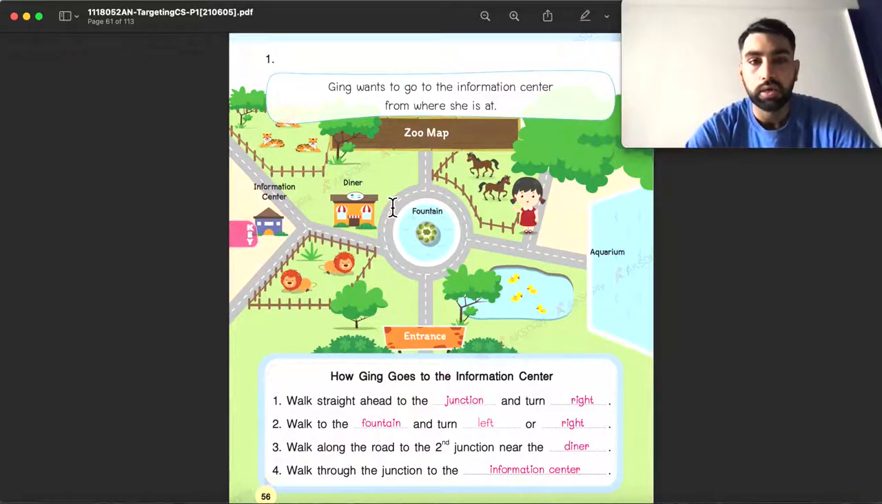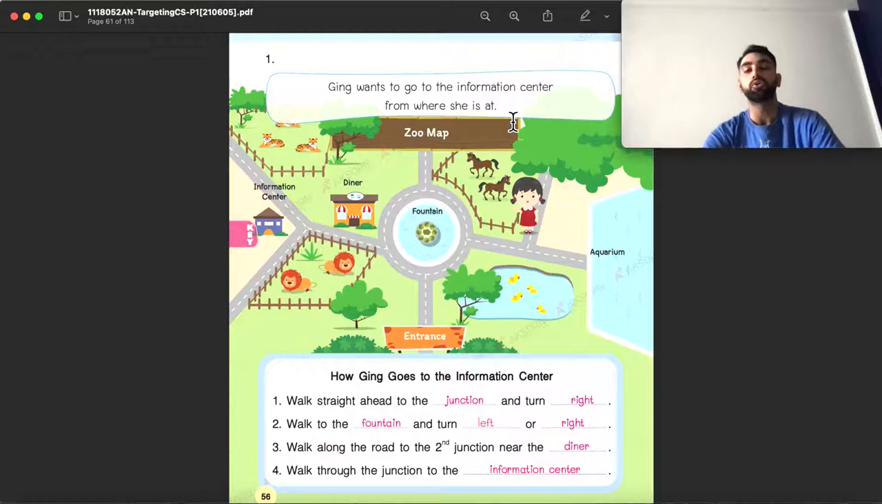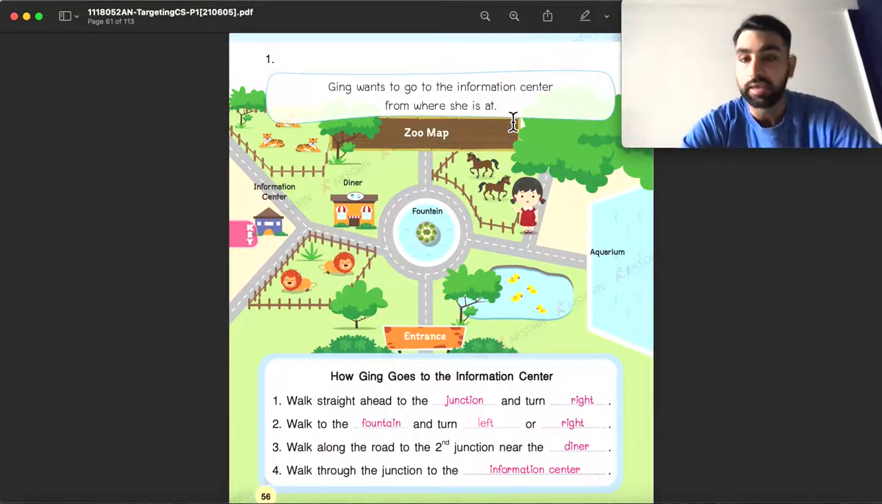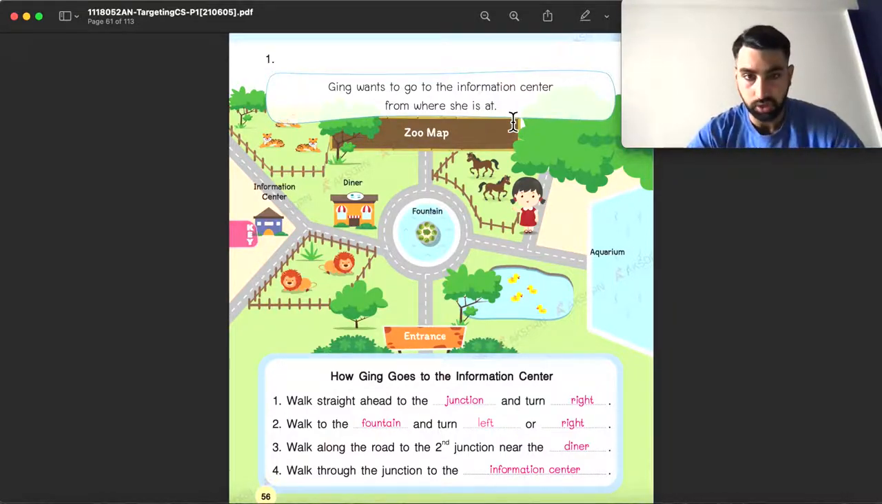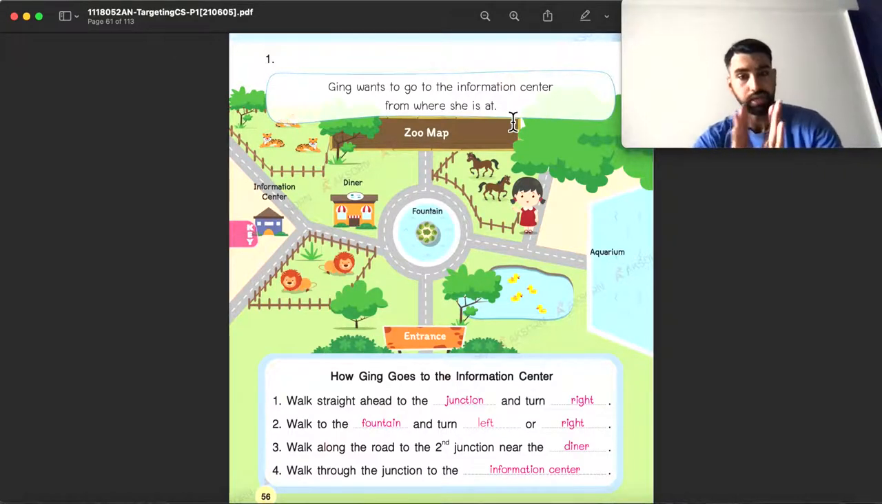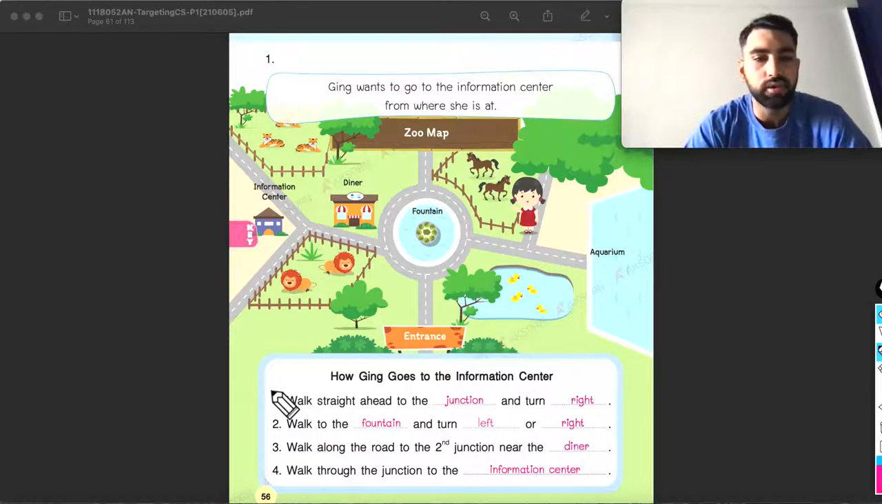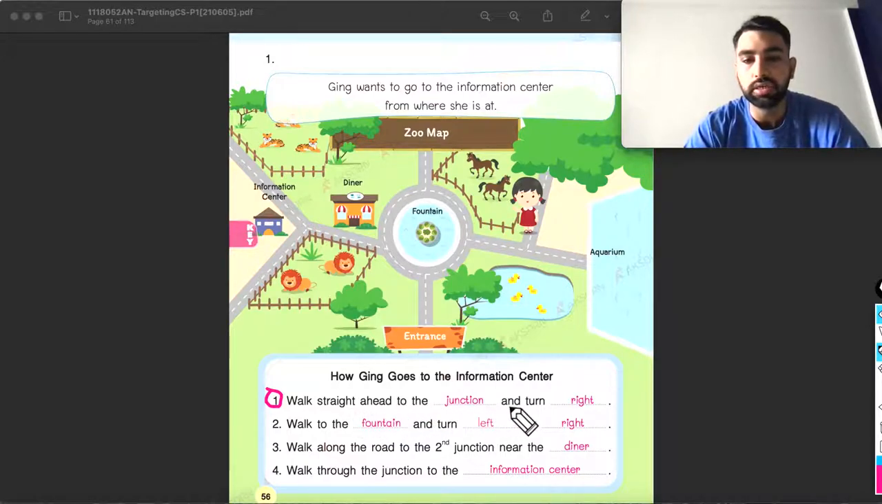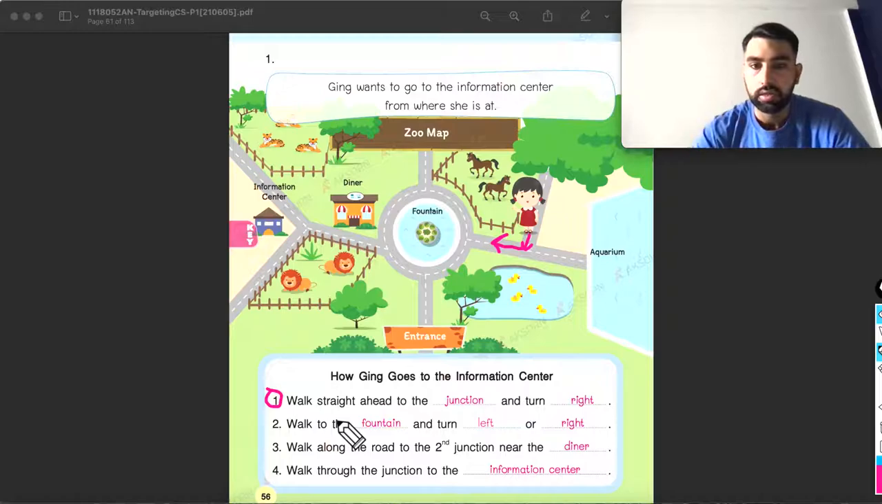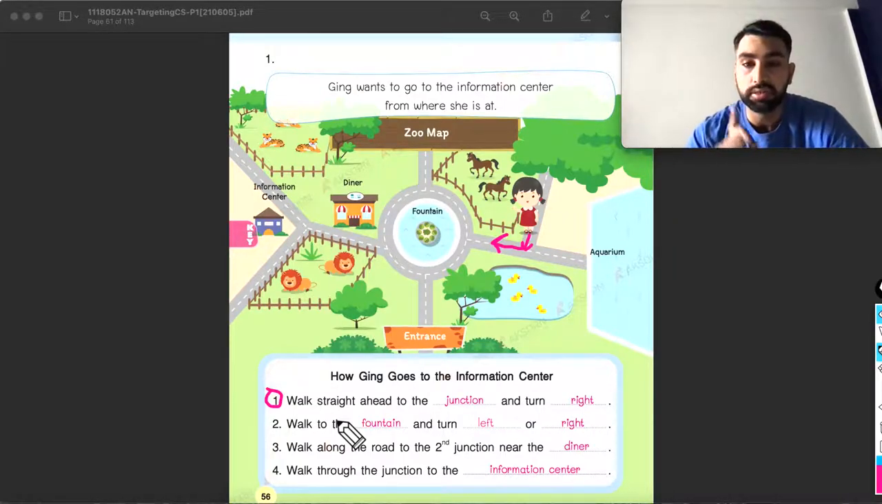So Ging wants to go to the information center from where she is, okay? That way she can get information about the zoo. So she wants to find it by following the map. So how can she go to the information center? Number one, straight ahead to the junction and turn right. This is the junction, and then from here turn right, okay? Step one, straight ahead to the junction and turn right.